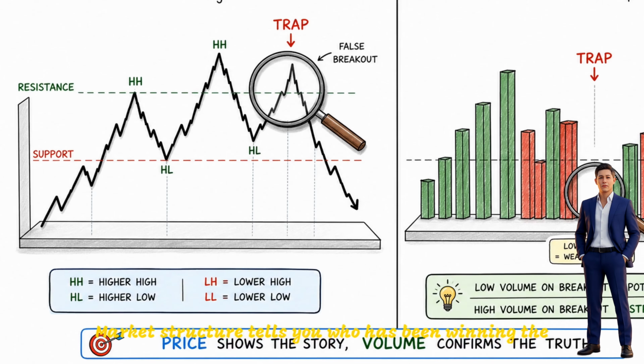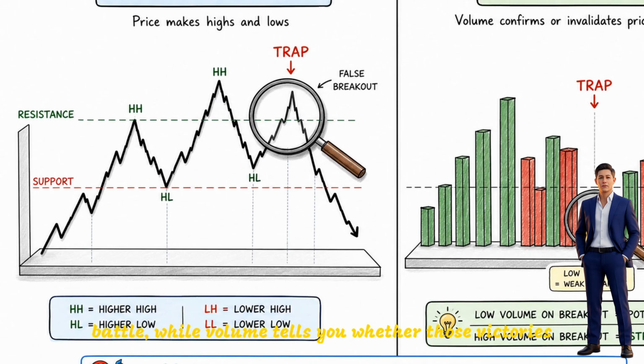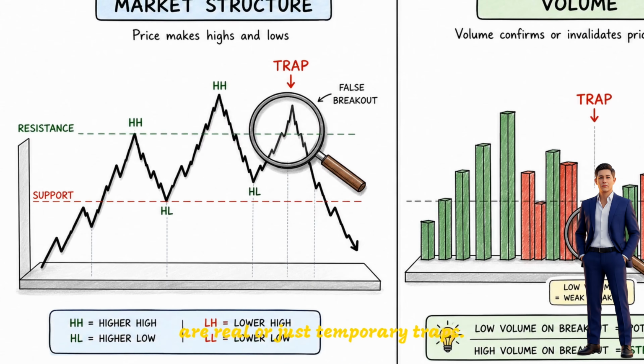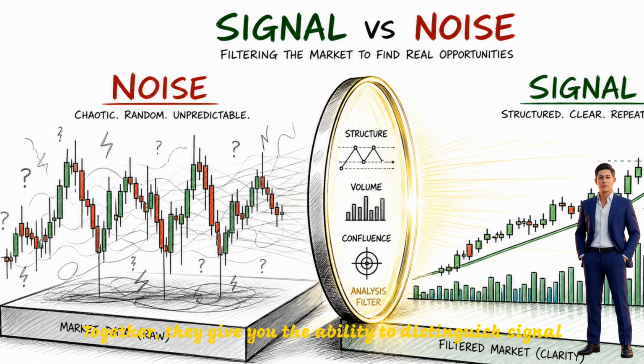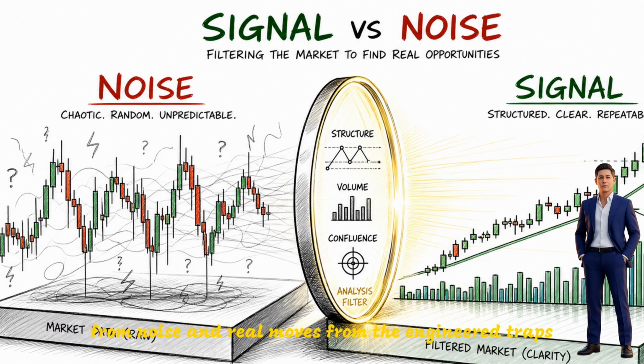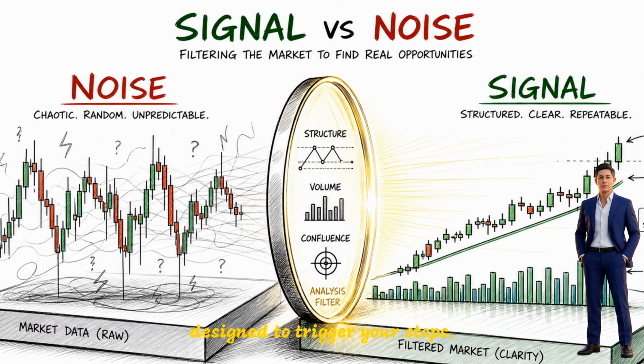Market structure tells you who has been winning the battle, while volume tells you whether those victories are real or just temporary traps. Together, they give you the ability to distinguish signal from noise and real moves from the engineered traps designed to trigger your stops.